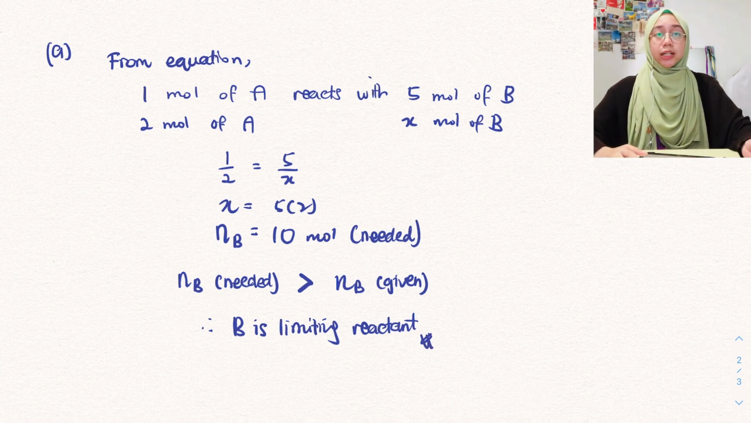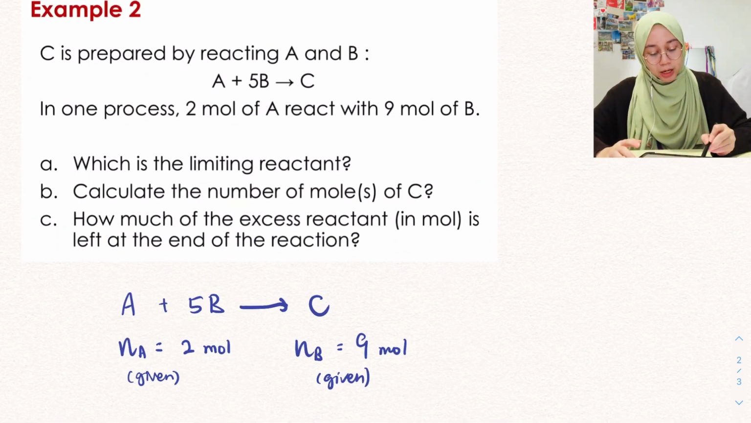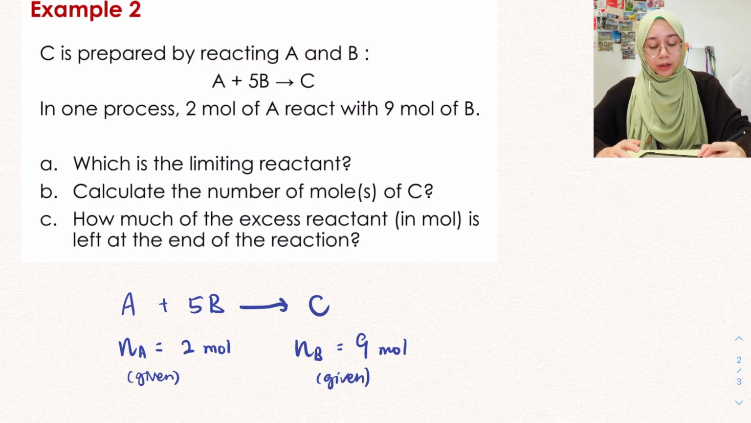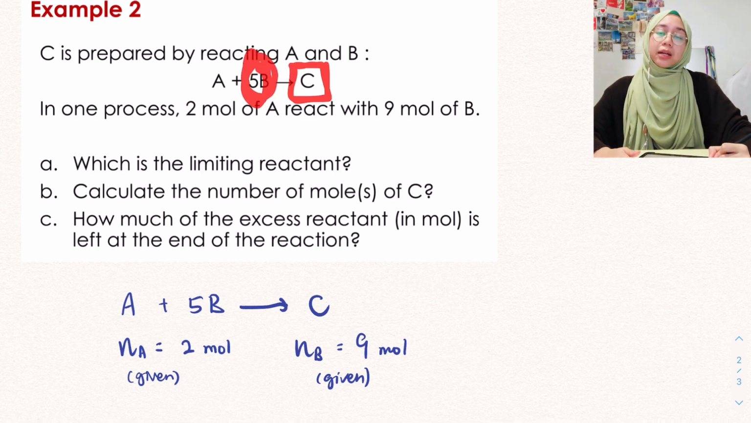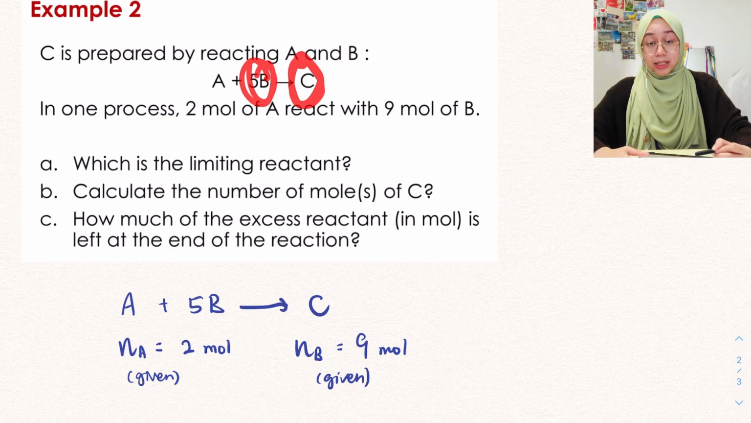And the next question is, dia tanya calculate the number of mole of C. Okay, so kalau kita tengok balik equation class, okay, so kita ada A dengan B menghasilkan C. But then, siapa yang akan tentukan berapa banyak C terhasil? So, the one yang akan tentukan berapa banyak C terhasil is B. Kenapa B? Because B is the limiting reactant. Kan kamu dah cari tadi dekat bahagian A, kan? Kamu dah cari dekat part A where B is the limiting reactant. Therefore, B yang akan tentukan berapa banyak C yang terhasil.